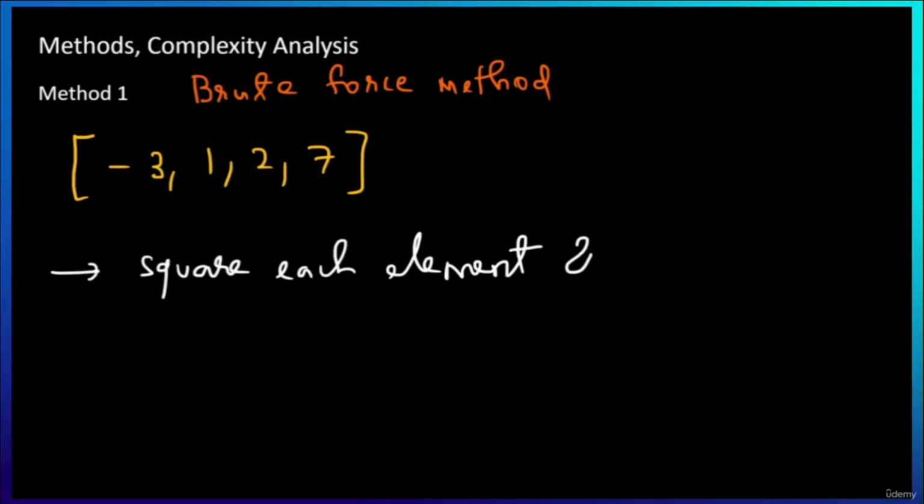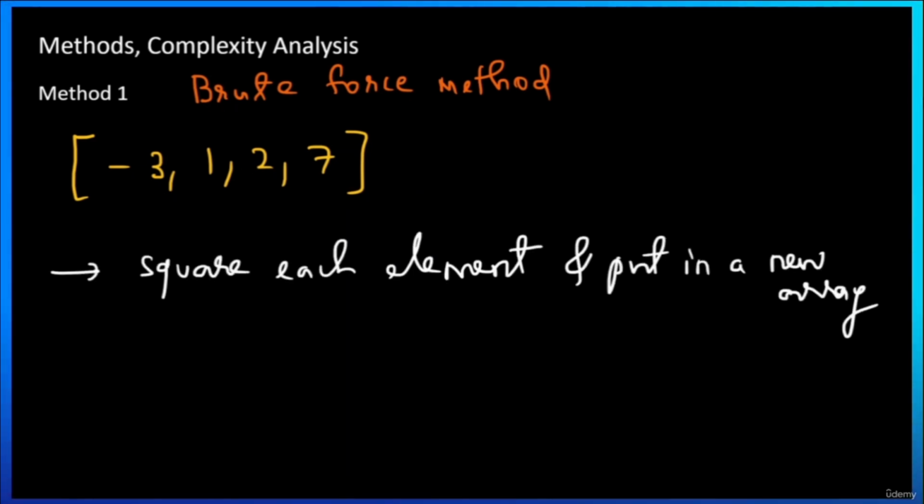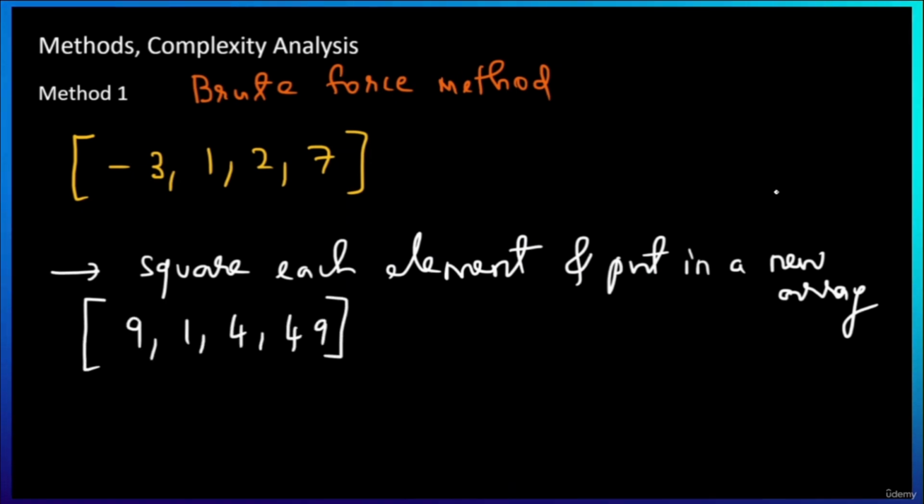So that after doing that, what would be the array? The array would be 9, 1, 4 and 49, right? We are just squaring each element and putting it in a new array. So minus 3 square is 9, 1 square is 1, 2 square is 4 and 7 square is 49.